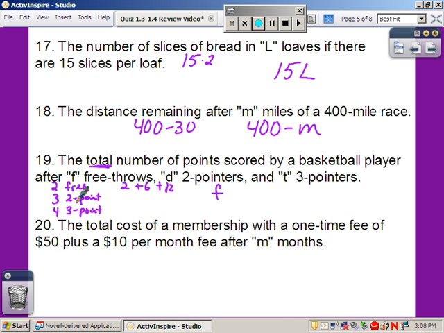2-point shots, I had 3 of them. What I did was I took 3 and multiplied it by 2. Again, I don't know that it was 3. I know that I can just write a D there, though. I'll say 2 times D. And for three-pointers, instead of 4, because I didn't know it was a 4, I'm going to use C. I just did 3 times C.